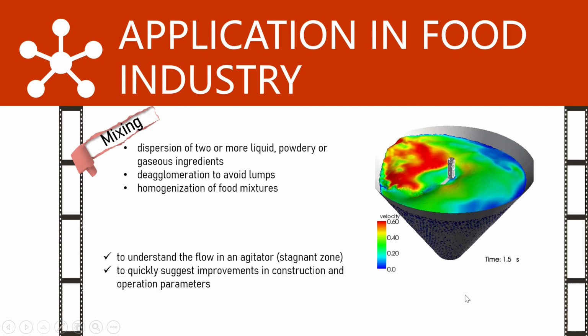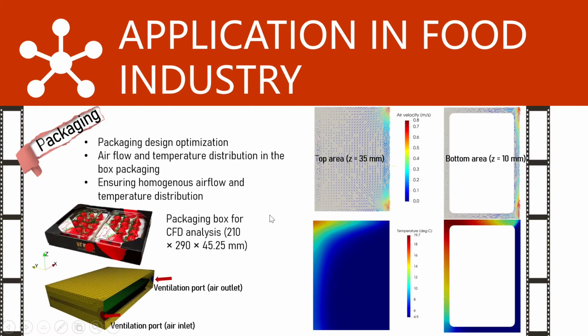The next application is in food packaging. This can be used for designing packaging box for fresh fruits. The airflow and temperature distribution in the packaging can be analyzed, and the design can be changed to get a homogeneous airflow and temperature distribution. Here we have an example for cold airflow and temperature distribution for packaging box stored in a cold storage place.